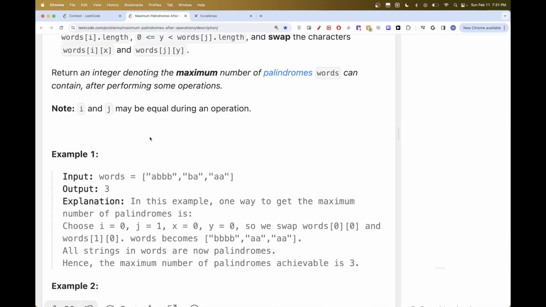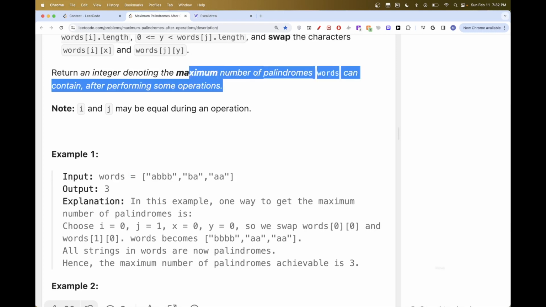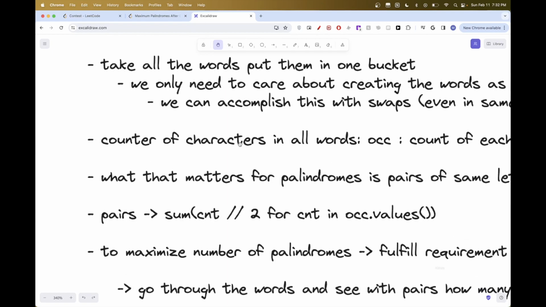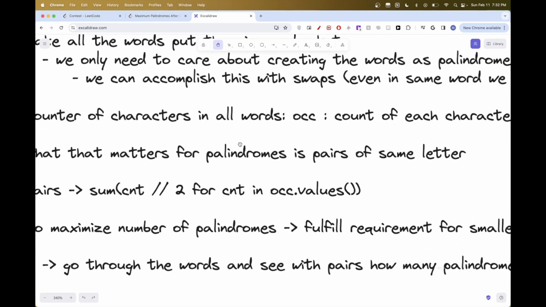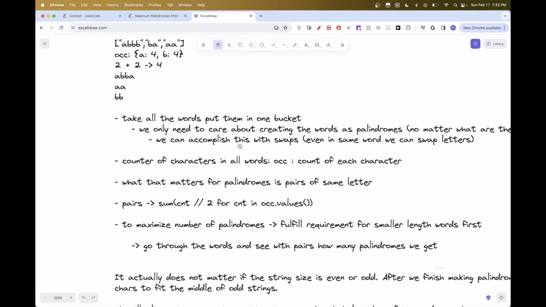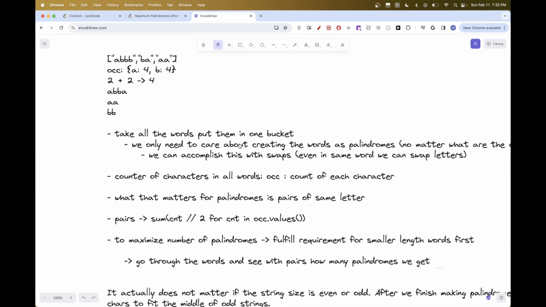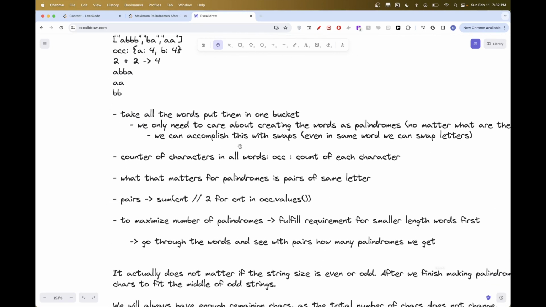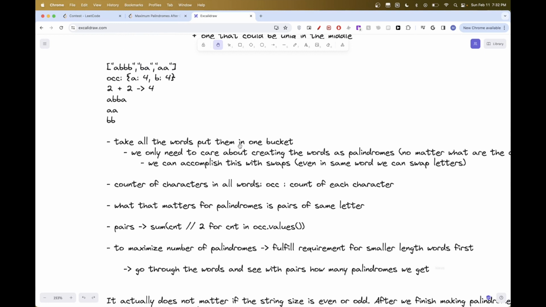And so what does that mean? That means let's just sort the words by length so that we can maximize the number of palindromes we can get. And we do that to maximize the number of palindromes we can get. And that's the core idea, pretty much. That's pretty much it.